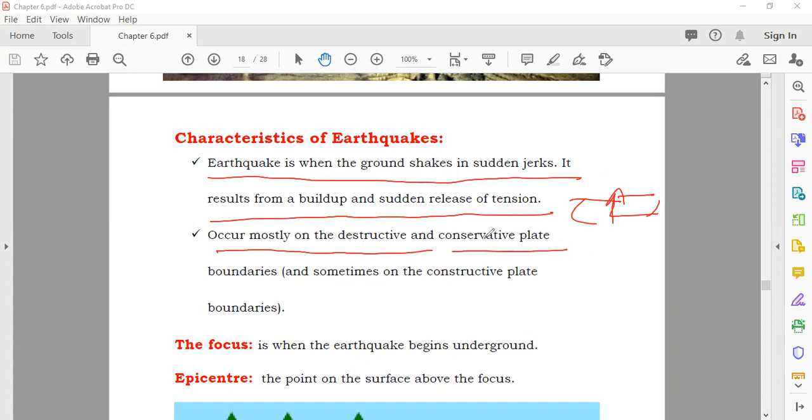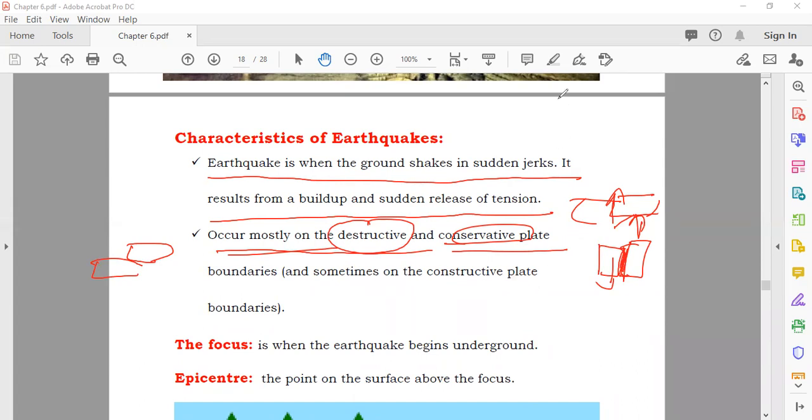So where does it happen more, destructive or conservative, sorry. Destructive and conservative. Destructive means they come over each other. Conservative means they move by sliding over each other. So this is known as the characteristic of the earthquake.